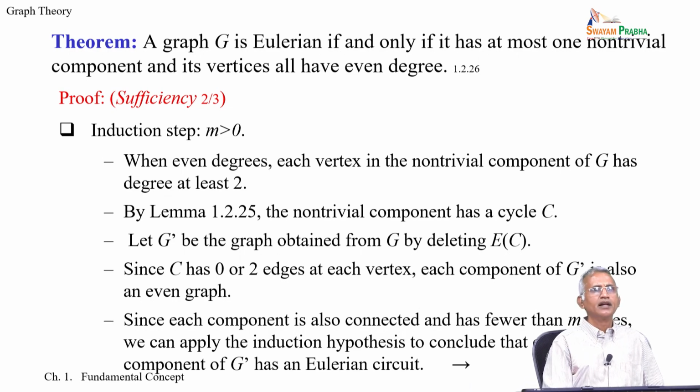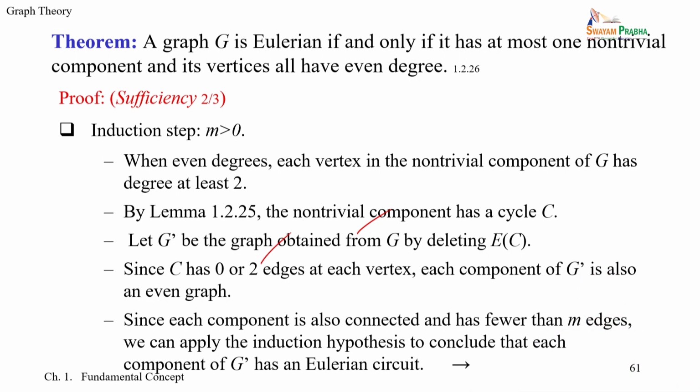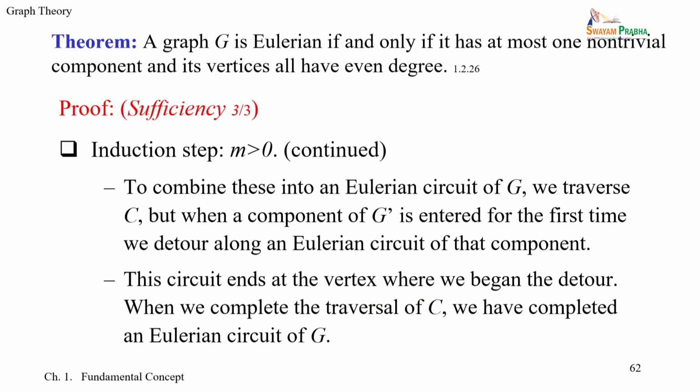Next theorem: a graph G is Eulerian if and only if it has at most one non-trivial component and its vertices all have even degree. We proceed with the proof using the lemma: a non-trivial component has a cycle C, and G' is the graph obtained from G by deleting the edges E of C. Then C has 0 or 2 edges at each vertex. Therefore, each component of G' is also an even graph. Since each component is connected and has fewer than m edges, we can apply the induction hypothesis to conclude that each component of G' has an Eulerian circuit.